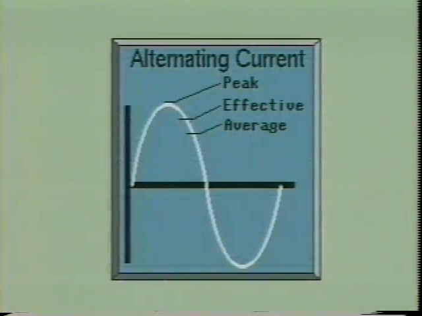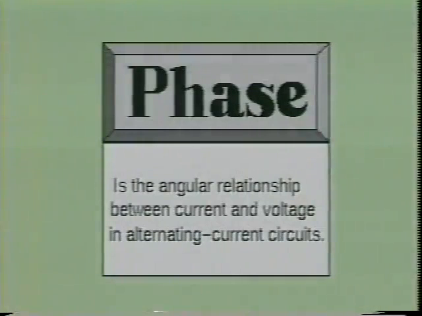Alternating currents are more complex than direct currents. Therefore, more factors must be considered. One factor which makes the study of AC more complex is the matter of phase. Phase is a measure of time. It shows how one sine wave varies with respect to another sine wave of the same frequency.